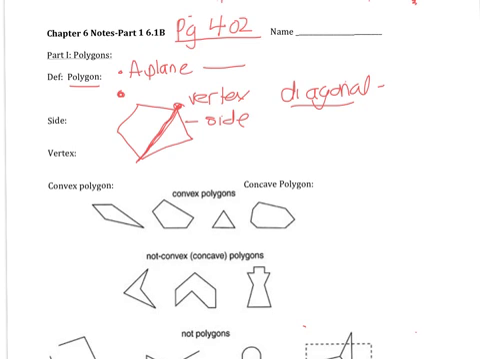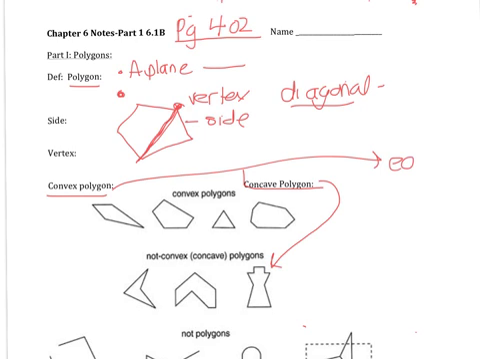Now we need to know the difference between convex polygons and concave polygons. A convex polygon, please write this definition, is one in which each diagonal is in the interior of the polygon. So to be a convex polygon, which is what we're going to be dealing with, the diagonals have to be completely on the inside of the polygon.